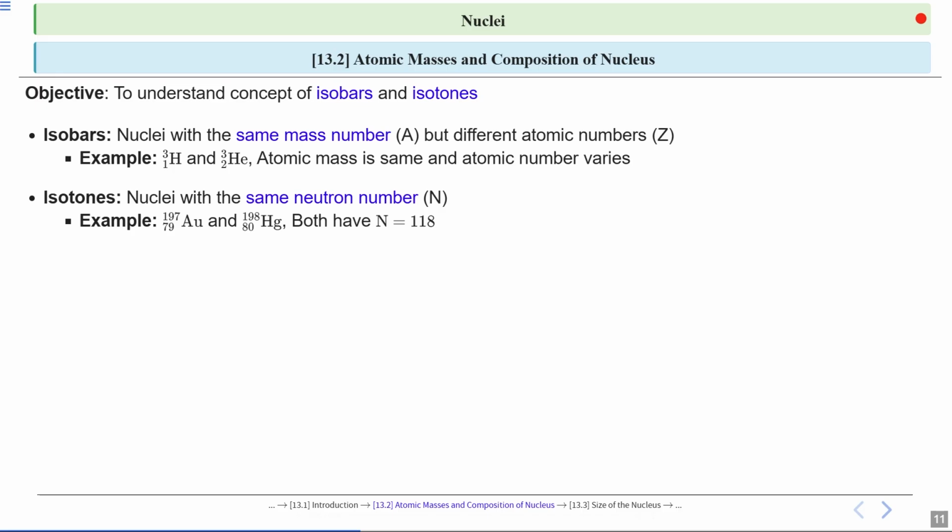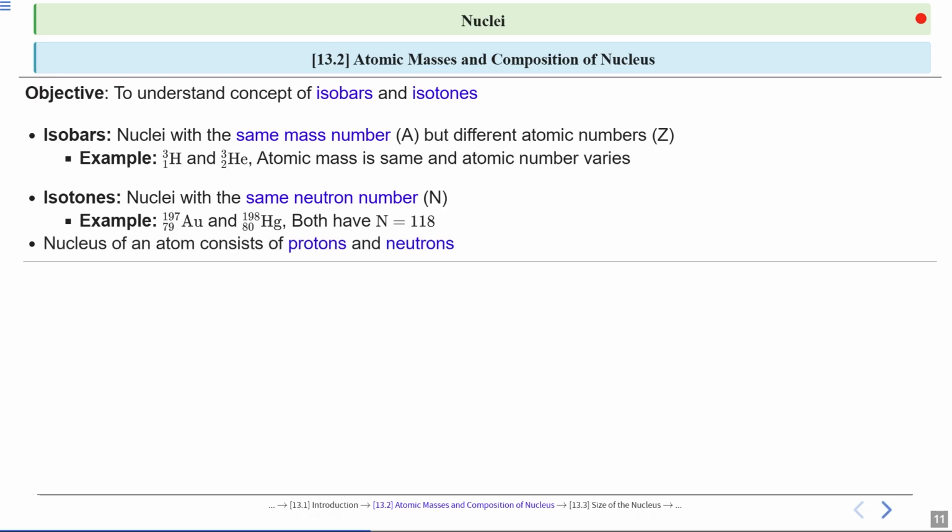Both have 118 neutrons. You can find the neutron number by subtracting the atomic number from the mass number, that is N equals A minus Z. So for gold 197, N equals 197 minus 79, which is equal to 118. And for mercury 198, the number of neutrons N equals 198 minus 80, which is equal to 118 again.